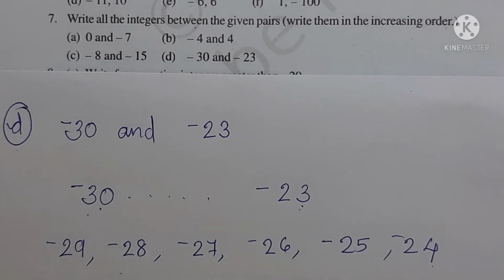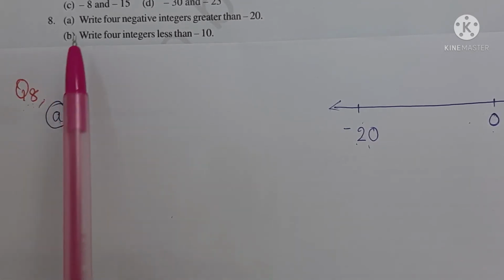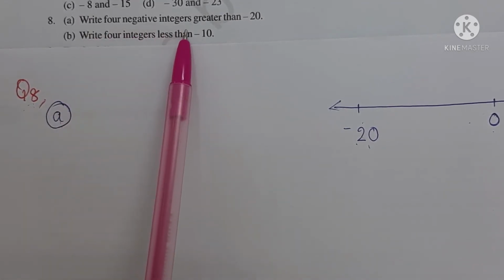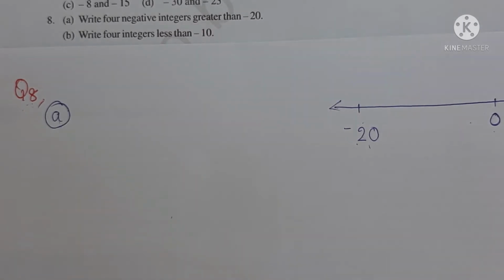Thank you. Question number 8. A. Write 4 negative integers greater than minus 20. So here the question says write 4 integers greater than minus 20. Minus 20 is a negative integer, so we should write the greater numbers of minus 20.